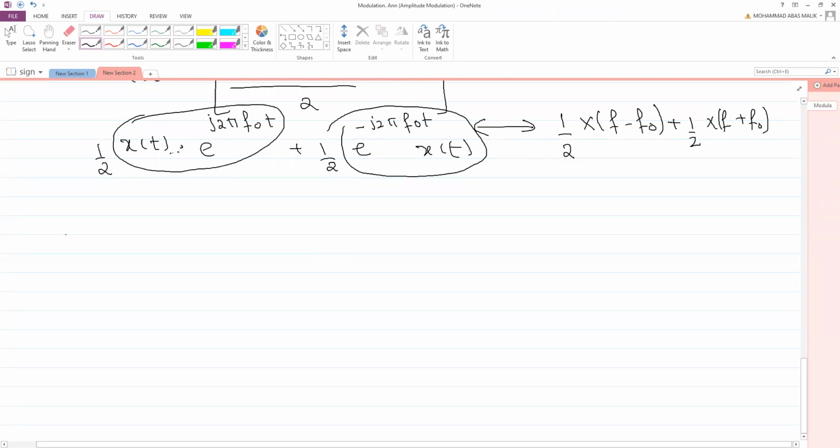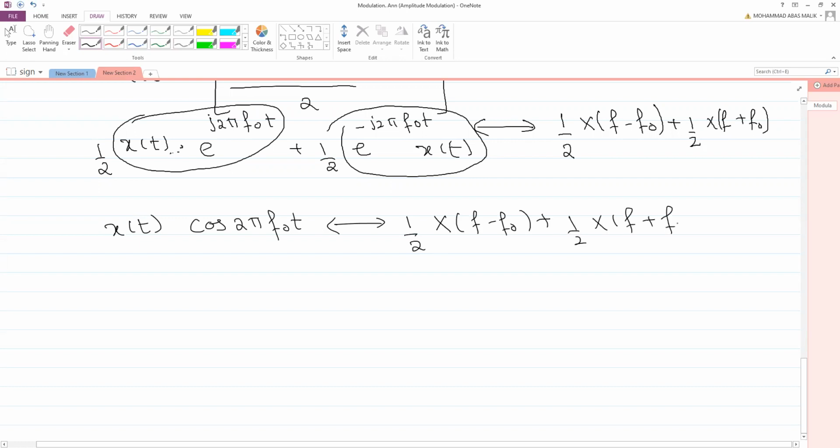Now the final expression: x(t) cos(2π f₀ t), its Fourier transform value will be 1/2 X(f minus f₀) plus 1/2 X(f plus f₀). So this is my final value. Done? Right? Please tell me. Yes sir. Okay, okay.